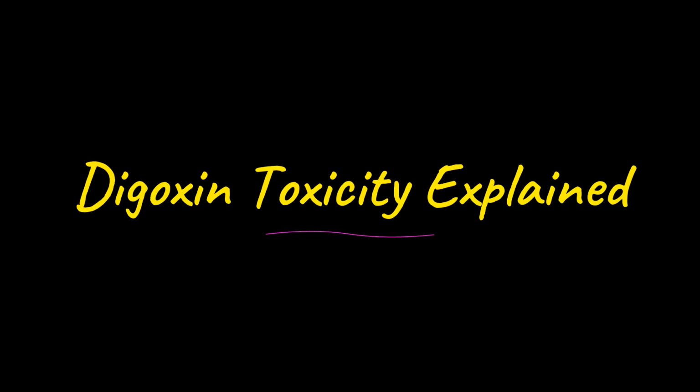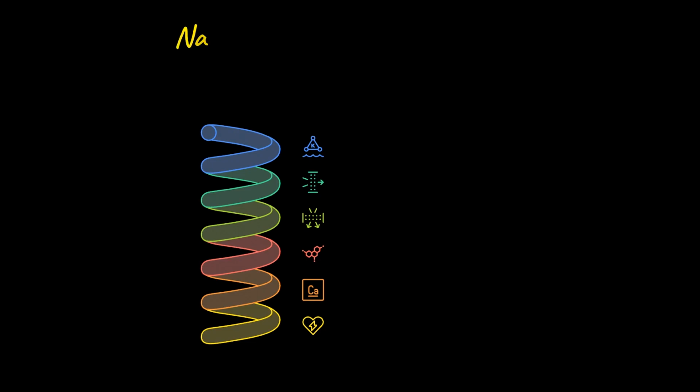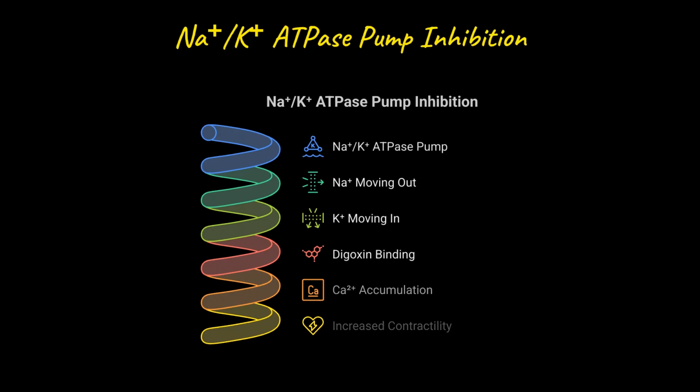Digoxin is a powerful cardiac drug with a narrow therapeutic window, meaning the line between a helpful dose and a dangerous one is razor thin. Understanding why toxicity happens and how to recognize it is essential for safe patient care. Digoxin works by inhibiting the sodium-potassium ATPase pump in cardiac muscle cells. This raises intracellular calcium and boosts contractility. But when extracellular potassium is already low, more digoxin binds to the pump, pushing the drug into toxic territory.